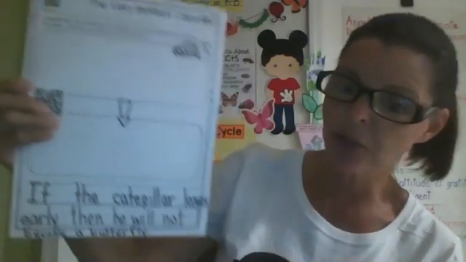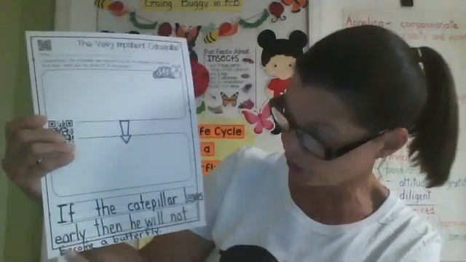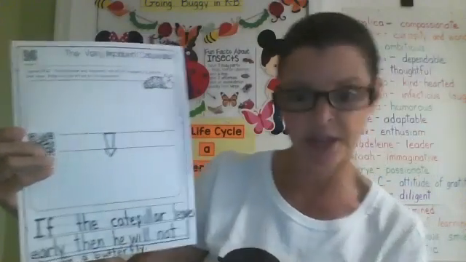I just happened to write a little answer on the bottom, and I wrote, if the caterpillar leaves early, then he will not become a butterfly. You could write it a couple of different ways. You could talk about how he didn't stay in the chrysalis long enough to grow his wings. Again, he left it too early and then he went splat, right? So he didn't grow his wings. He didn't become a butterfly. He went splat when he jumped out.